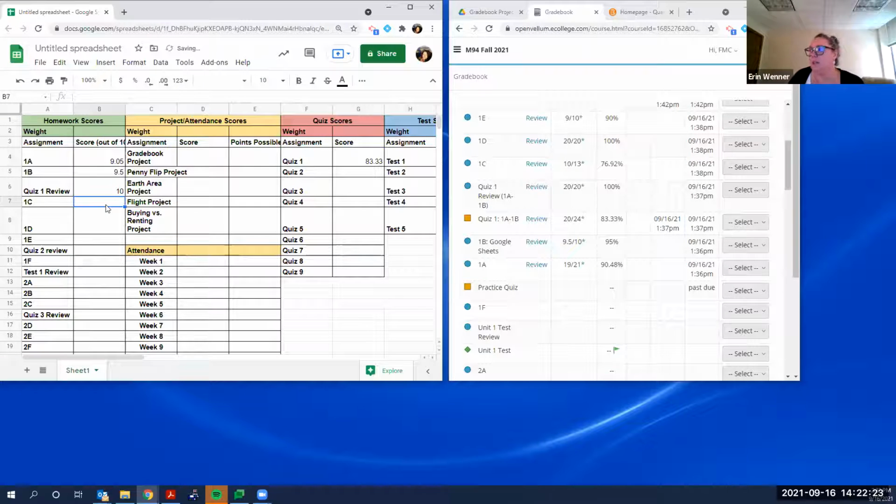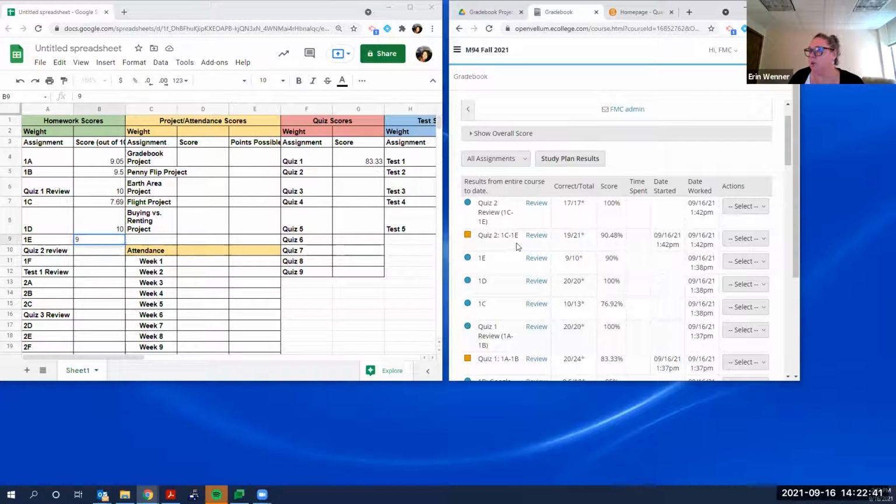For 1C, I got a 76.92. So I'm going to do 7.69. 1D, I got a 10. 1E, I got a 9. So it was a 90%. Quiz 2, I have a 90.48. And then the quiz review, I got another 10. Okay, so that's where you get those points from.